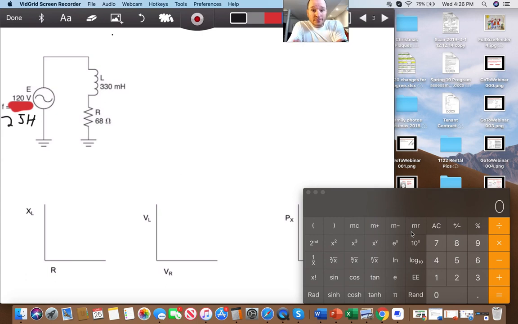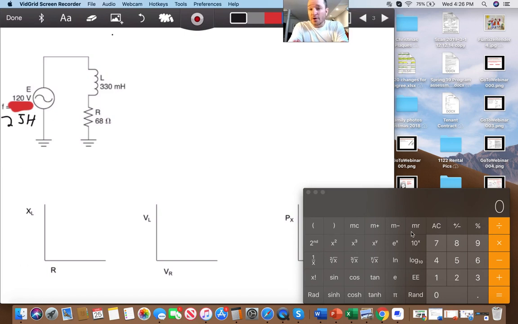I'll get more voltage drop across my resistor than I did in my previous one, and the voltage drop across my inductor will be less. And then that would relate over to power as well. So let's take a look at these circuits and see if these predictions come true or not.